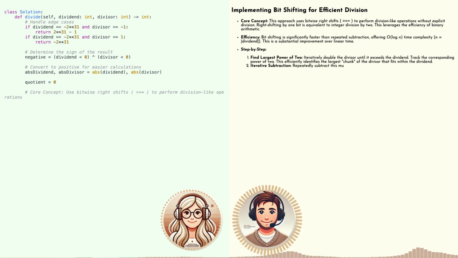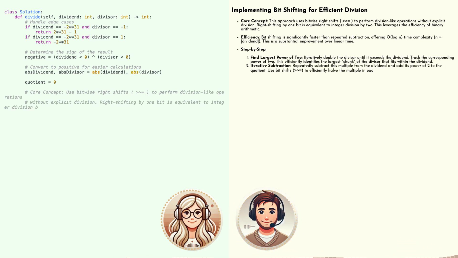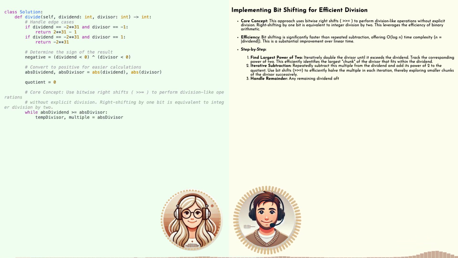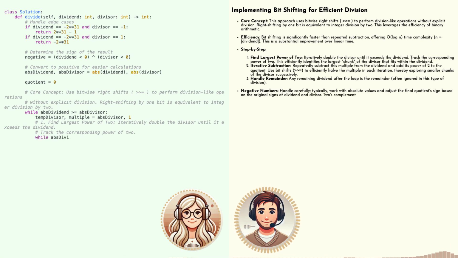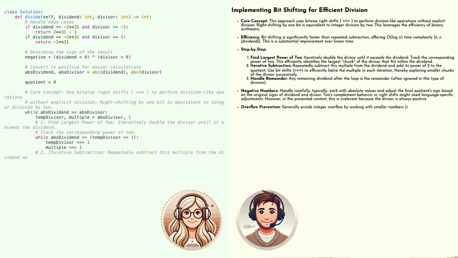All right, welcome back to AI.Code.Cast. So last time, we kind of set the stage for how to divide integers without using actual division. And we even tackled negative numbers. Yep. But now it's time for the really cool stuff, right?